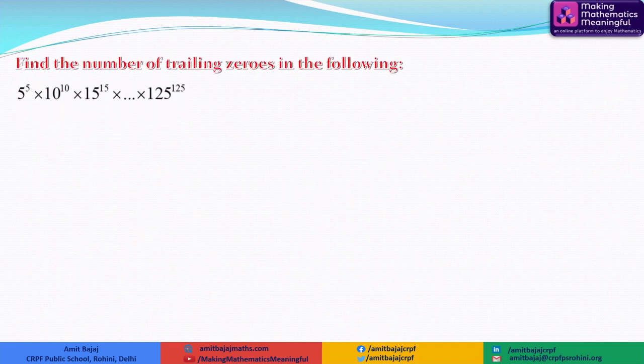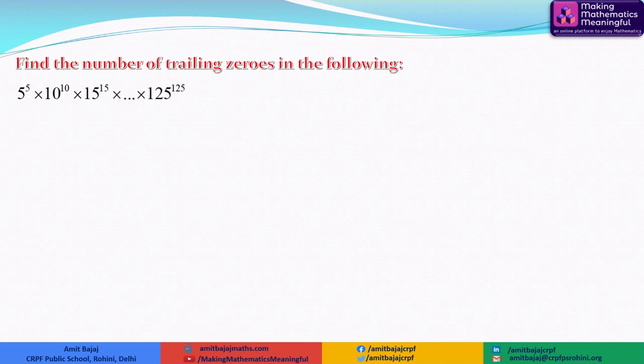Check out this another problem. Number of trailing zeros in 5 raised to the power 5 into 10 raised to the power 10 into 15 raised to the power 15 up to 125 raised to the power 125. Note that the fives are more here in number, so we just need to count the powers of twos, or the multiples of twos are to be counted here.